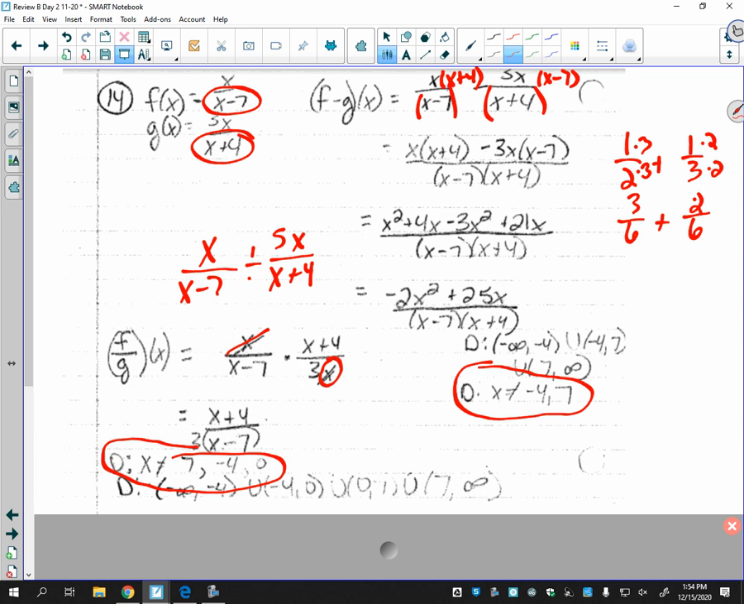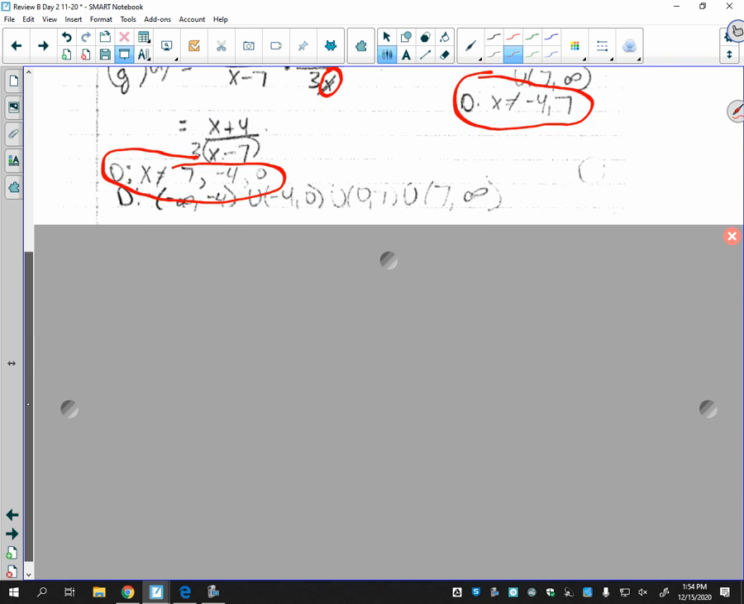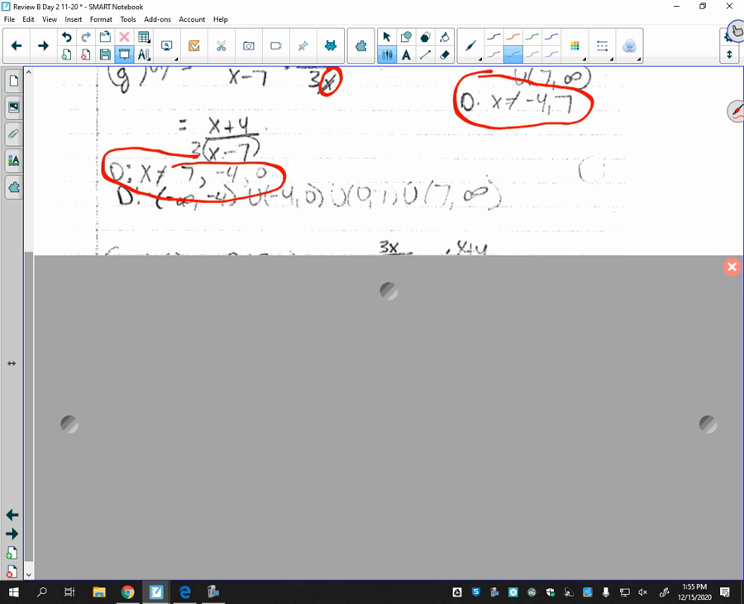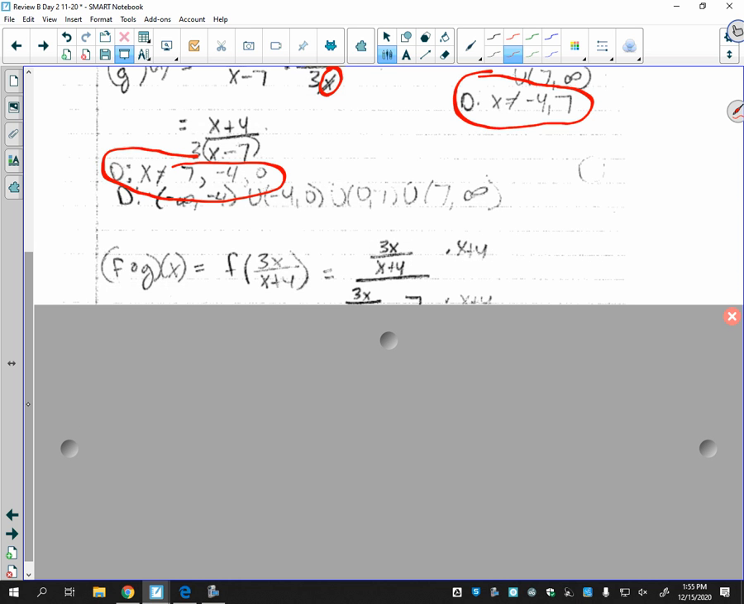And then 14 had a third part. It said, find f of g of x. That's with the open circle. So we did this as well. We even did one with a fraction like this. When you do f of g, remember that means whichever one is second goes into the first one. It's not multiplication. It's like going into the place of x.